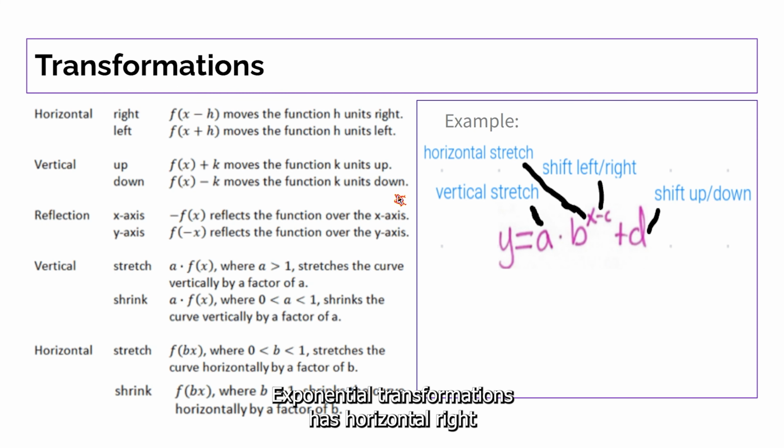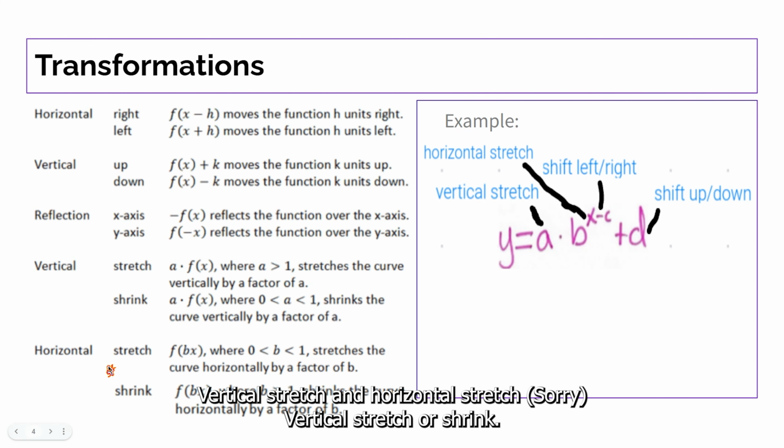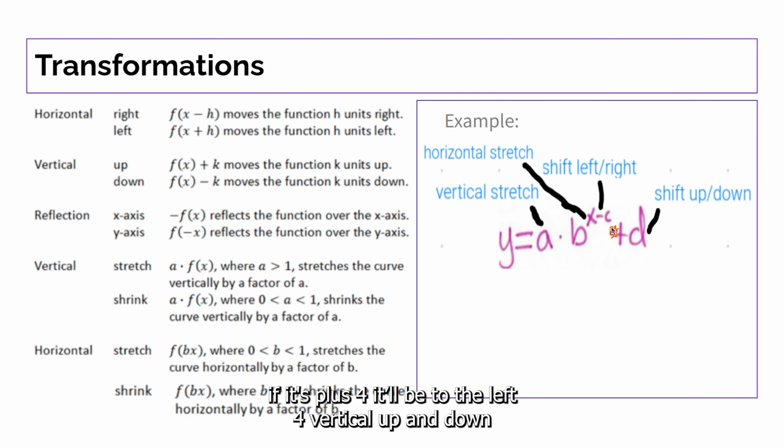Exponential transformations have horizontal right and left, vertical up and down, reflection, vertical stretch or shrink, and horizontal stretch or shrink. Horizontal right and left is decided by the C right here. As you can see, if it's a negative here, so if it's -4, it'll be to the right 4. If it's +4, it'll be to the left 4.